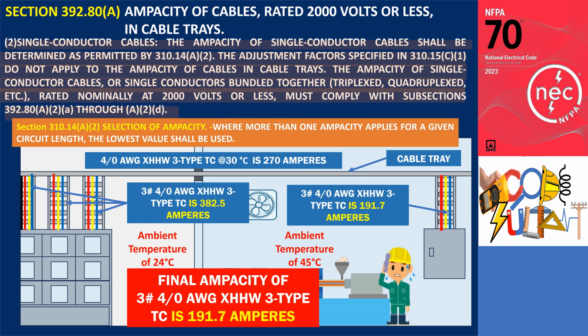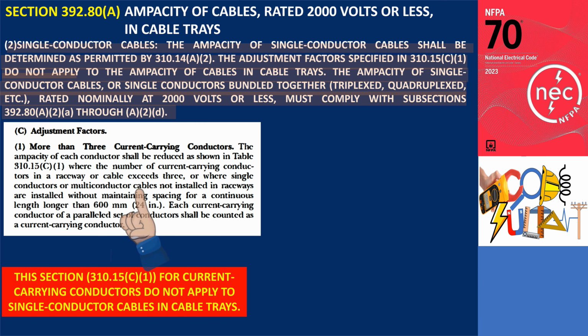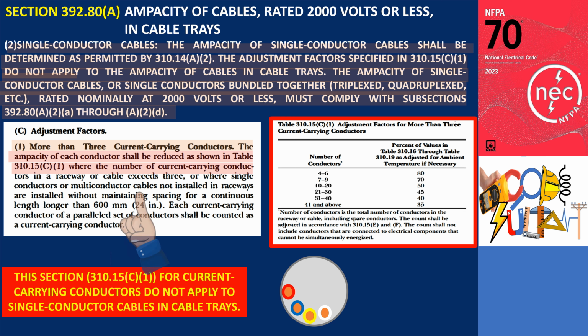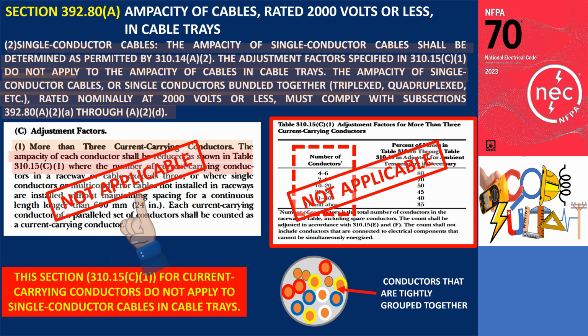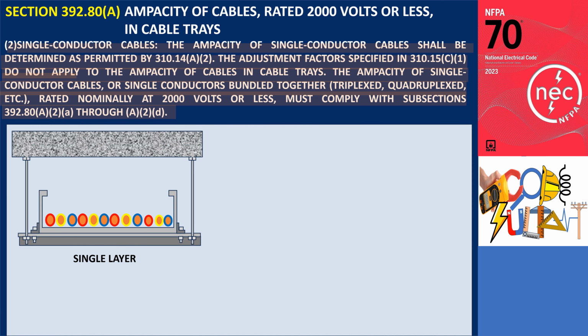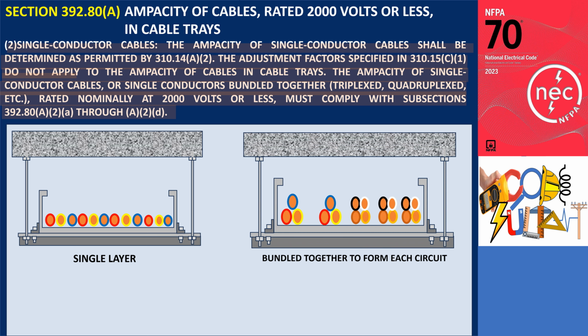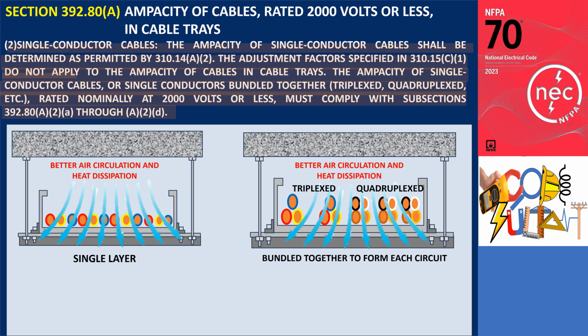Additionally, the adjustment factors outlined in section 310.15(C)(1) for current carrying conductors do not apply to single conductor cables in cable trays. This is because section 310.15(C) addresses derating factors based on Table 310.15(C)(1), which applies to conductors that are tightly grouped together, specifically when there are more than 3 conductors. In a cable tray, single conductor cables should be installed in a single layer or bundled in configurations such as triplex, 3 conductors, or quadruplex, 4 conductors. These arrangements allow for better air circulation and heat dissipation. This is an important distinction, as heat buildup among conductors in a cable tray is less of a concern compared to situations where conductors are tightly packed, like in conduits.